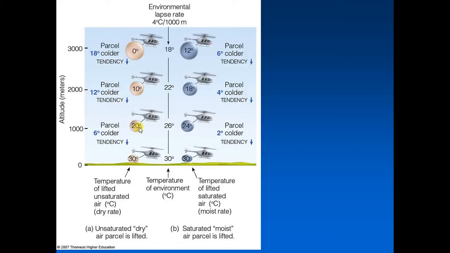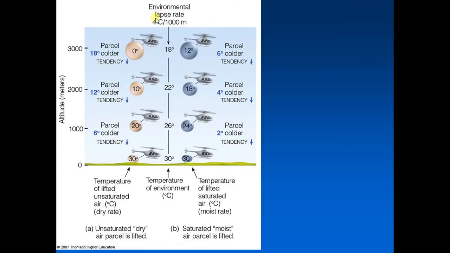Dry adiabatic lapse rate has a value of 10 degrees Celsius per 1,000 meters, okay? And so if you drag it up another 1,000 meters to 2,000 meters, now it's only 10 degrees Celsius in temperature, or 50 degrees Fahrenheit, okay? And it's getting larger as it continues to rise up.